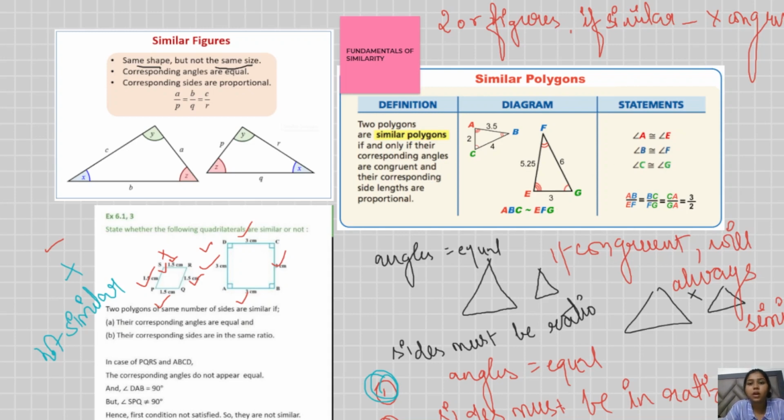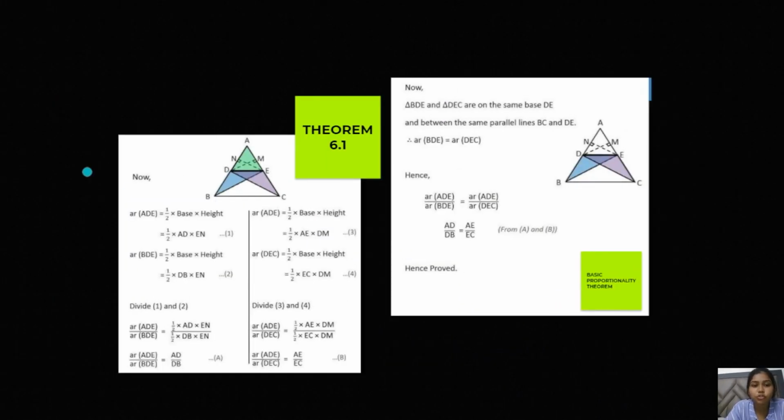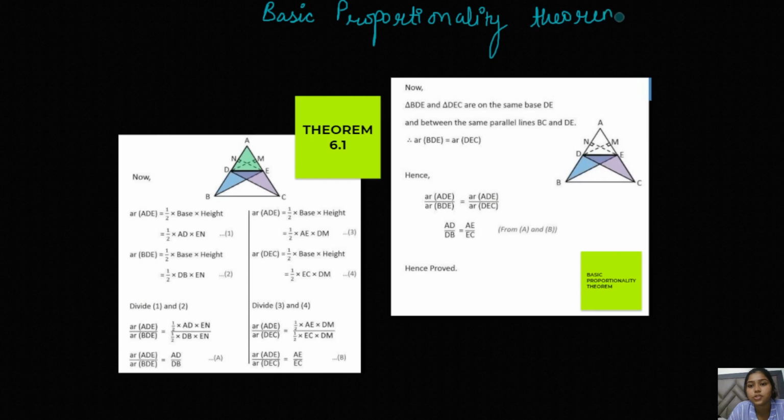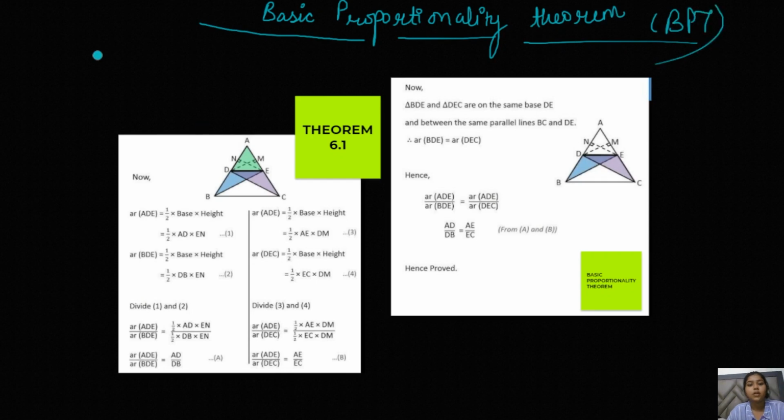Now, since we are done with the basics, let's start with the theorems that are very important in this chapter. As you know, geometry gives a very important place to theorems. So this is the very important theorem of this chapter, which we call the basic proportionality theorem, or BPT. Out of all the 9 theorems in this chapter, this is the most important, popularly known as BPT, right? So let's start with this.